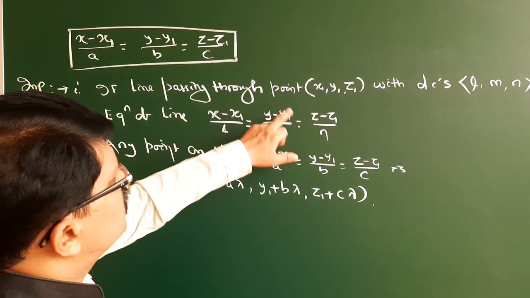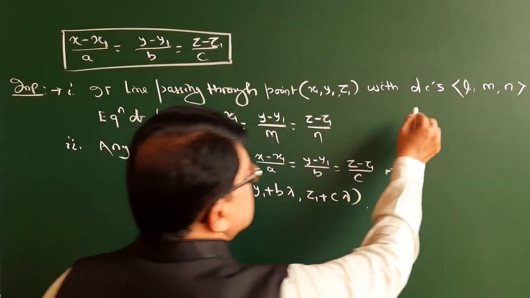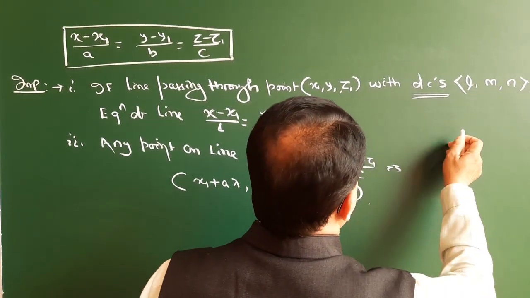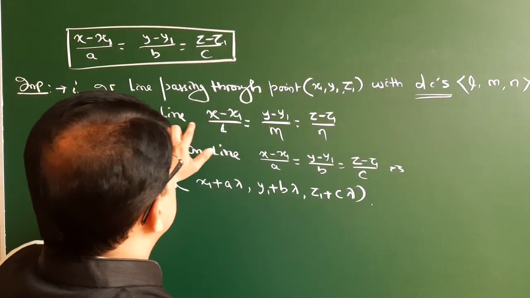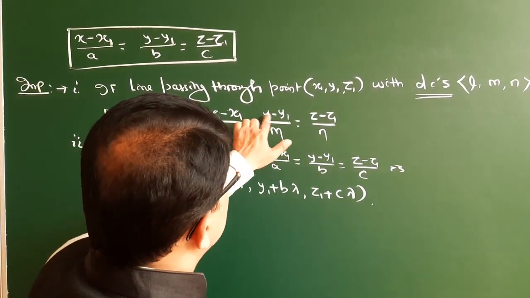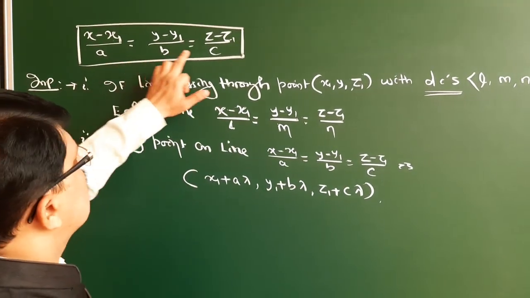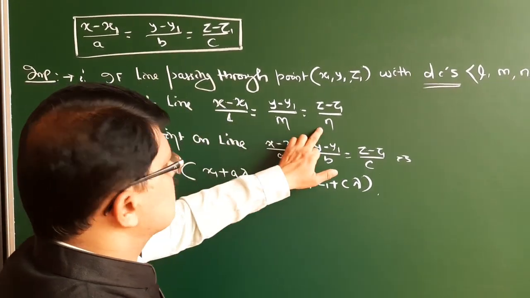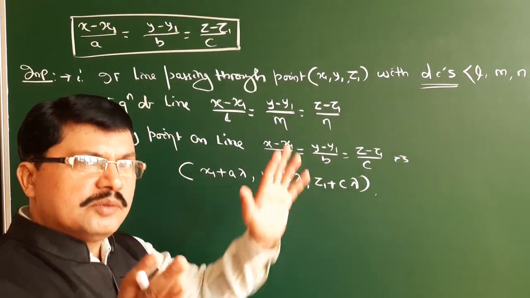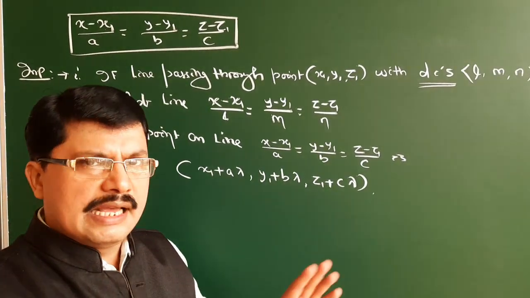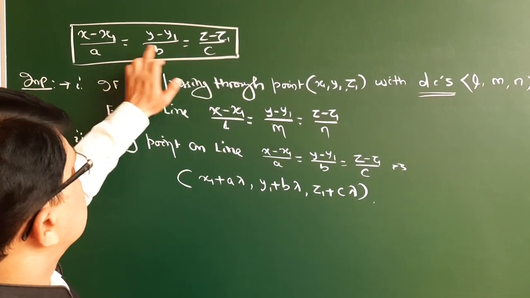If the line passes through point x1, y1, z1 with direction cosines l, m, n, then the equation of the line is x minus x1 by l is equal to y minus y1 by m is equal to z minus z1 by n. Here a, b, c are the direction ratios, and here l, m, n are direction cosines. If direction cosines are given, the equation of the line is the same as in this case.